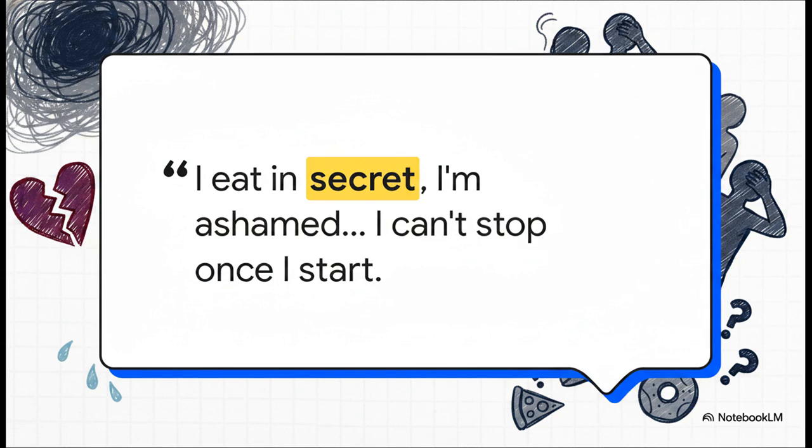That marked distress from the definition is huge here. Instead of trying to undo the binge, what follows is just intense guilt, shame, or disgust. And that shame often leads to eating in secret, which just feeds a cycle of isolation.